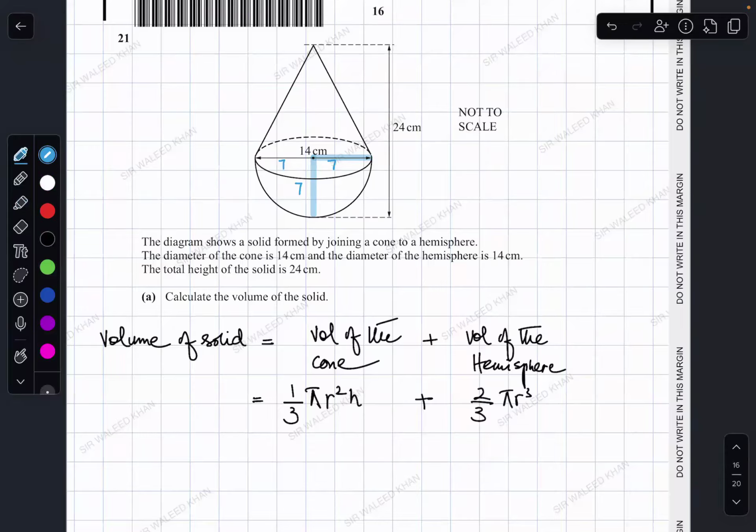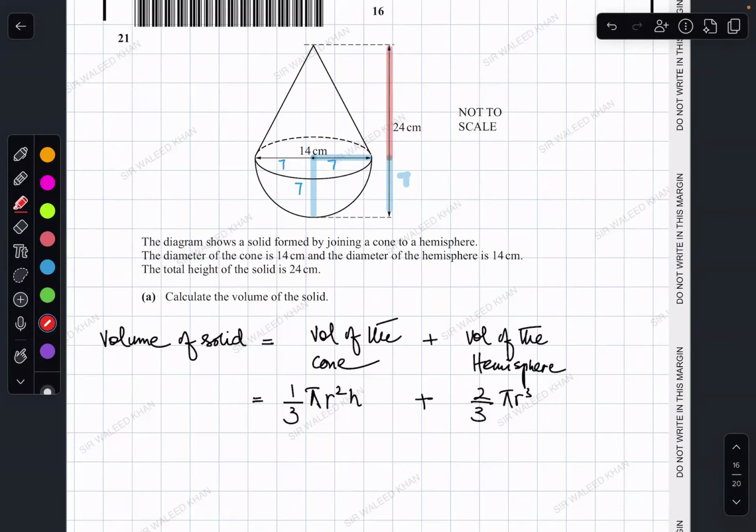Okay? So if we have 7 of this part, this 24 is 7 over here, then it must be how much? Over here, this should be 17. So the height of the cone is 17. Any line from the vertex to the base. So there you go. You have the information now.